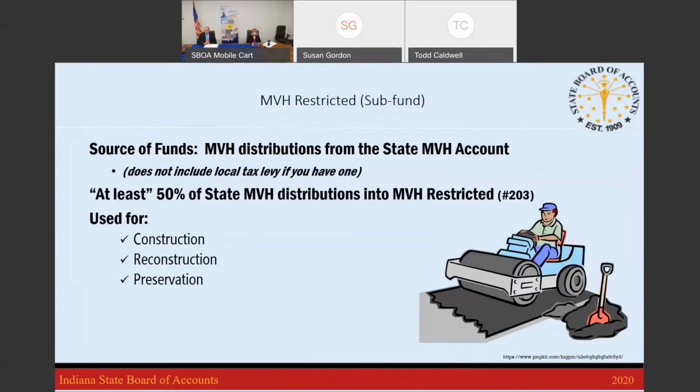So your MVH Restricted Fund, we get this question quite a bit, does not include any tax levy money. Some of you out there have a levy on your MVH fund, where you get taxes coming in twice a year from your county auditor. Those do not have to be split and half of them put in your MVH Restricted. We're only talking about those monthly distributions you get from the state. Your direct deposit comes from the Auditor of State's office each month. Those are the amounts that you have to put at least 50% in MVH Restricted.